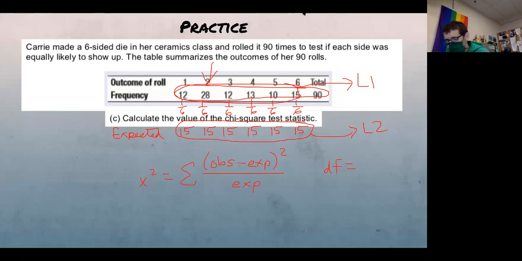So in order to calculate this, we do need to know the degrees of freedom. Otherwise, we get an answer that could be a little bit off or quite a bit off. So remember that your degrees of freedom is your number of categories minus 1. So how many categories do we have here? 6. There are 6 categories.